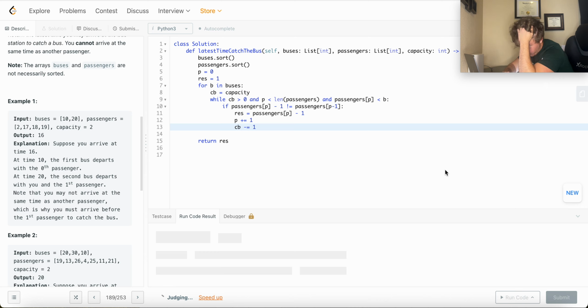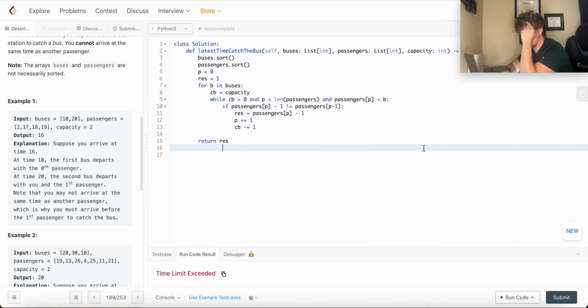And we're getting an infinite loop here. Time limit exceeded. What did I do wrong here, guys? All right. How embarrassing.